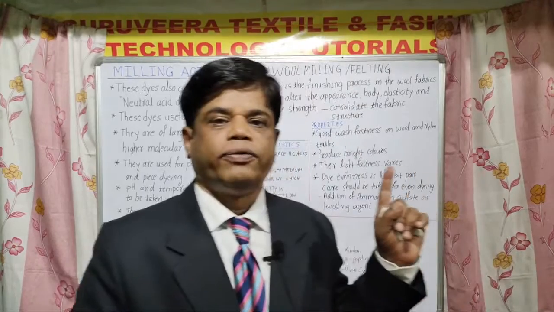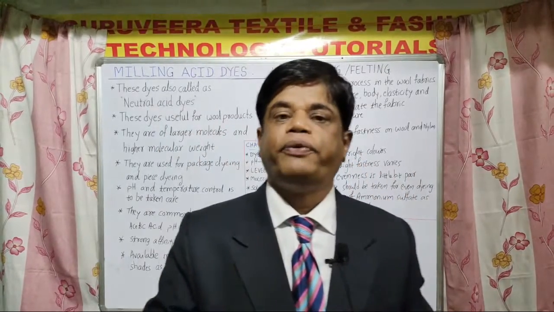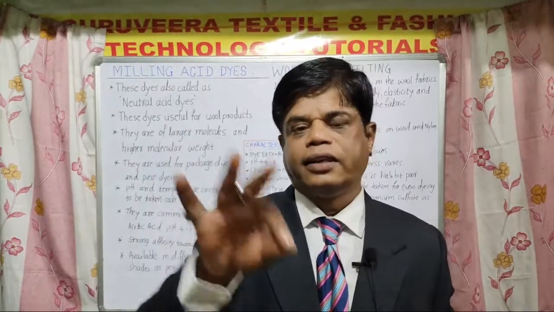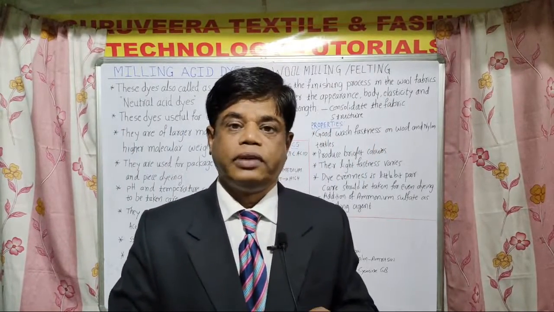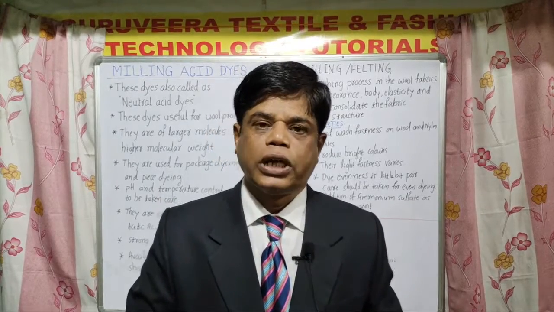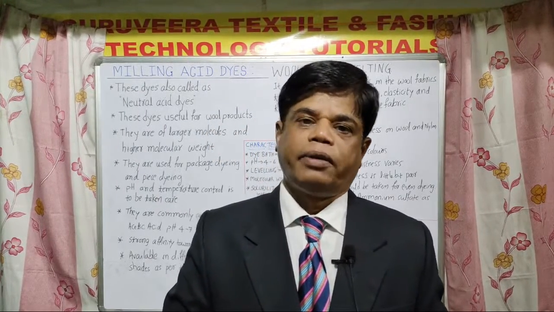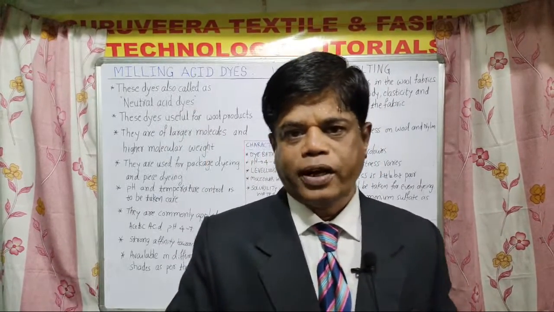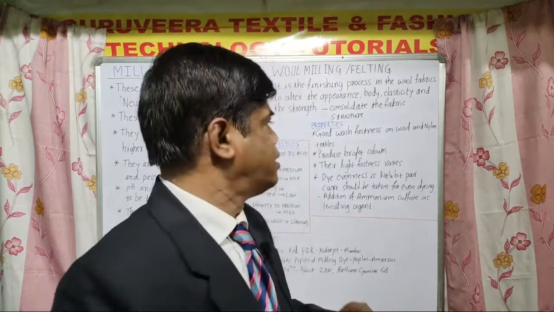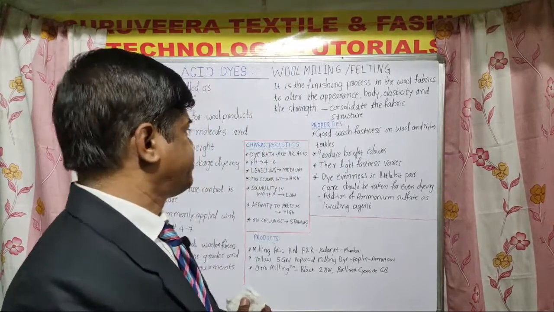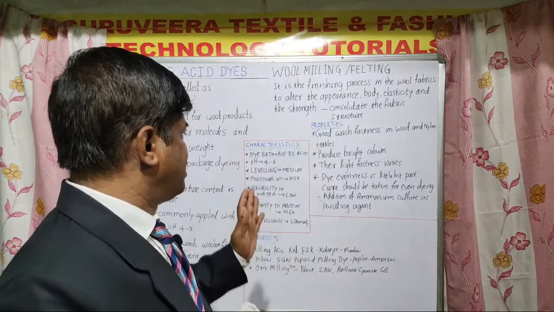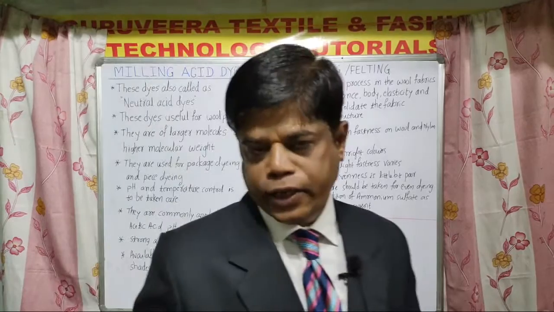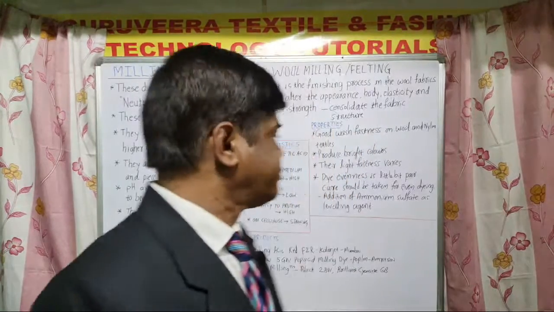So this milling, to do the milling, whichever color fabric is required, that color dye can also be used. Milling acid dyes: both scouring and milling can be done at a time in the same process to save the cost of production and the time of production, especially in bulk. Okay? So what are the plus points and negative points of these dyes?